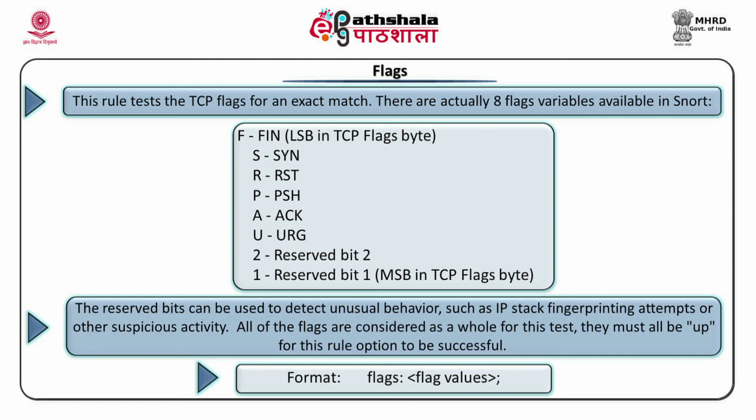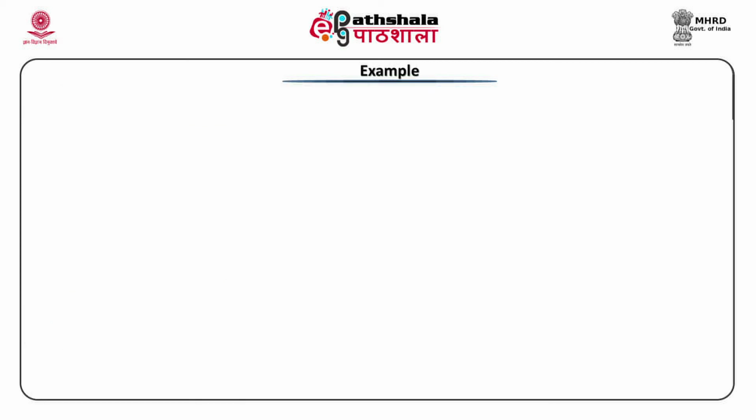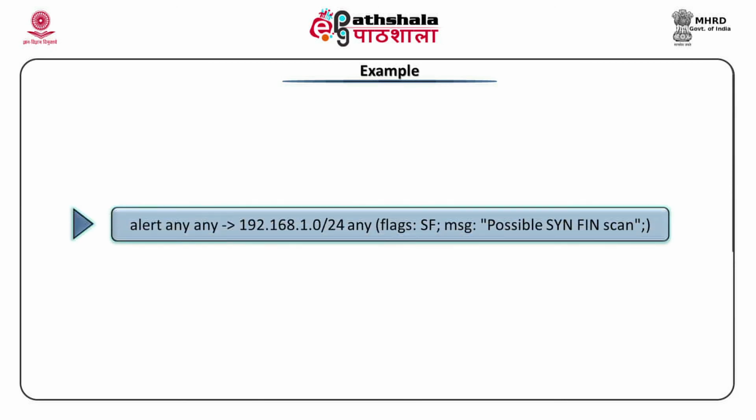For example, alert TCP any, destination port, content is cgi-bin, offset is 3, that means start search from the 3rd byte and go up to the 22nd byte. There are 8 flags associated with TCP: FIN, SYN, RST, PUSH, ACK, URG, reserved bit 2, reserved bit 1. These flags also can be checked through the Snort rule.